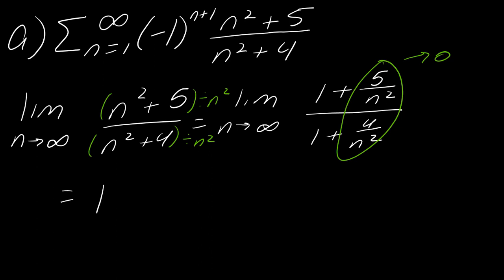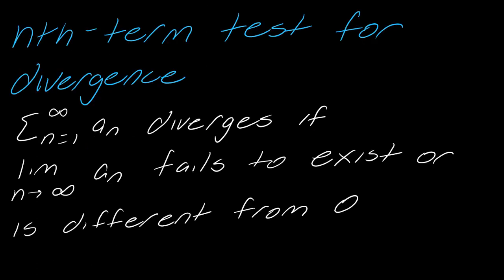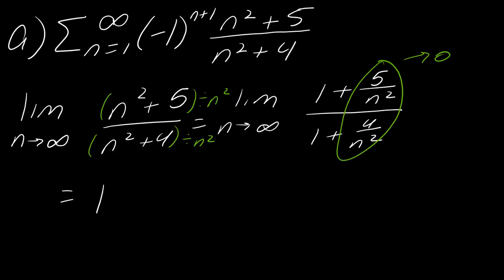Additionally, this is also the nth term test for divergence, which says that a series diverges if the limit as n approaches infinity of a sub n either fails to exist or is different from 0. So we've killed two birds with one stone. This doesn't meet the conditions of the alternating series test. Also, it diverges by the nth term test for divergence. So this diverges for sure.